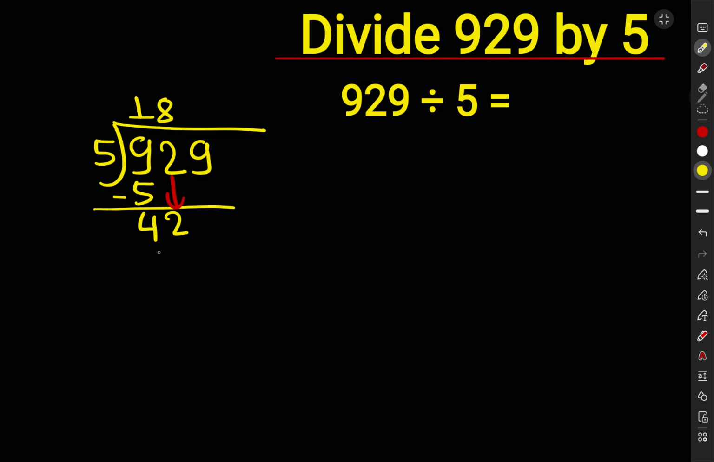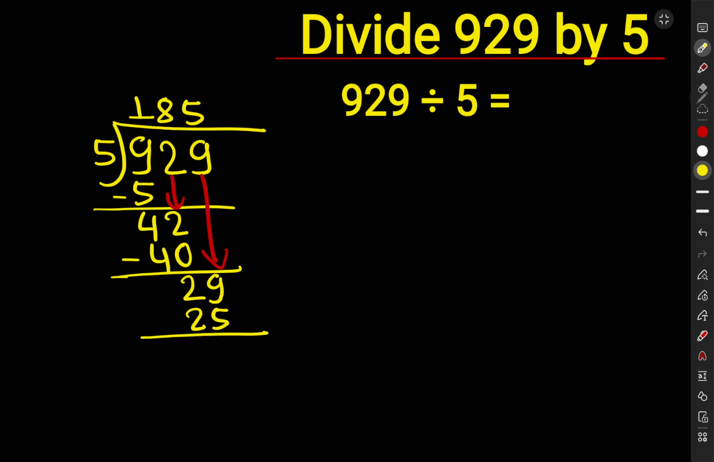5 times 8 is 40. On subtracting we get 2. So again we put down this 9 and it is 29. 5 times 5 is 25. On subtracting we get 4.